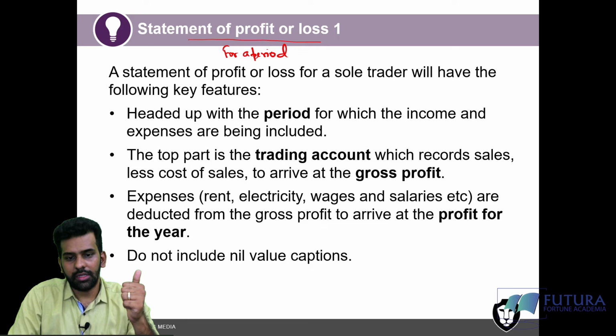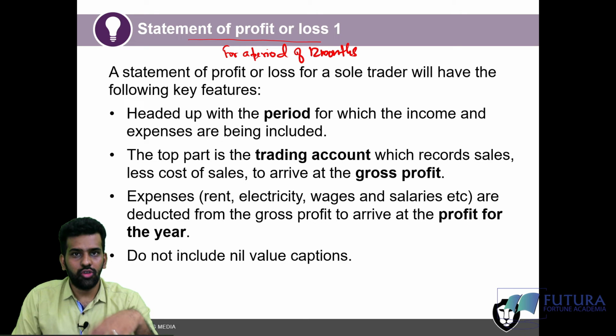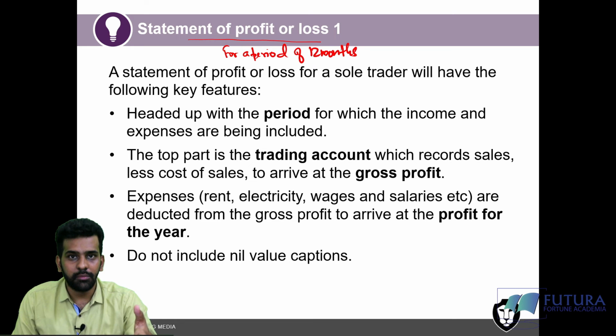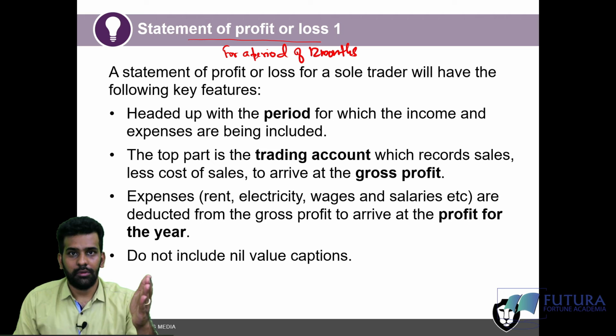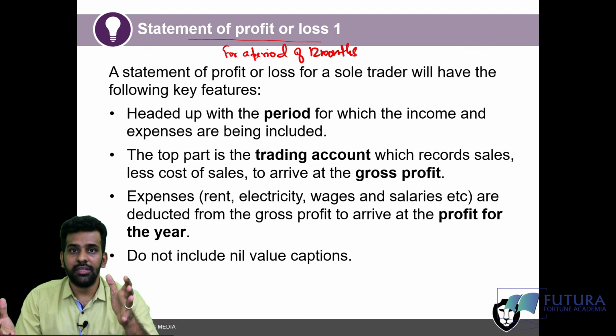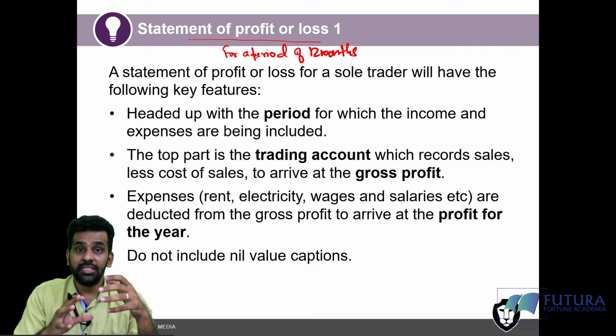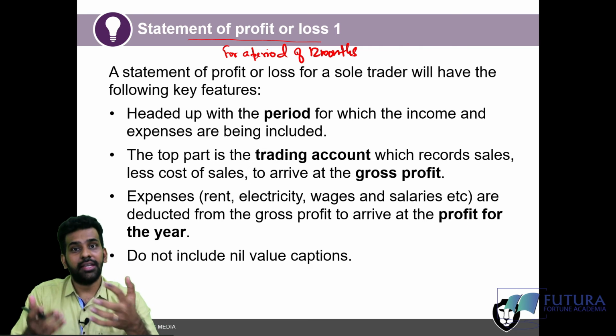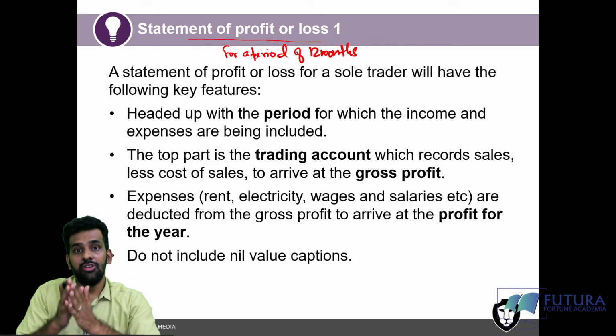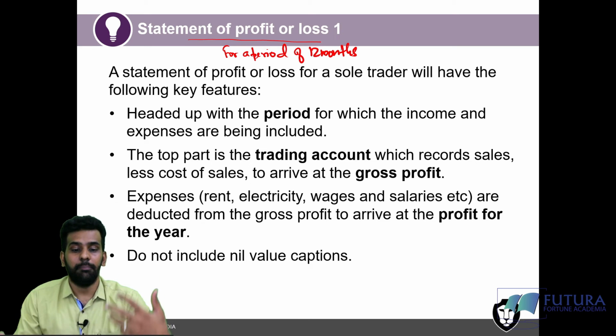So your statement of profit or loss would show your income and expenses only for the one year, and the ending profit that you generate after deducting all your expenses from your income is taken into your capital as an addition, because your profit generates money which will increase your cash, and the corresponding effect, your capital will also increase because the profit is retained in the business.